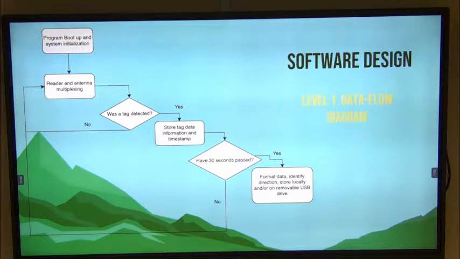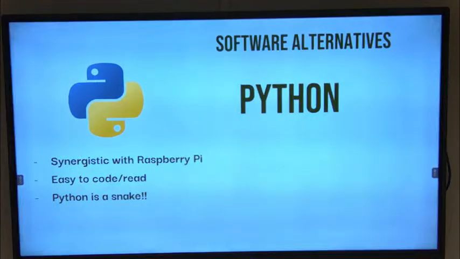Every 30 seconds, we will be storing all of that data formatted locally, and if there is a USB connected, it will add it to it. If there isn't, it will just keep storing the data locally until it finds one, so it can save that CSV file. And the programming language that we're using for this is Python.